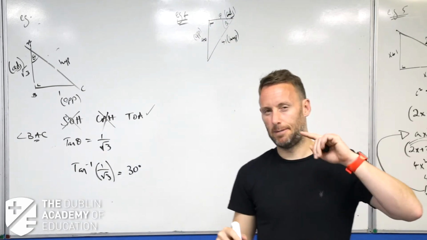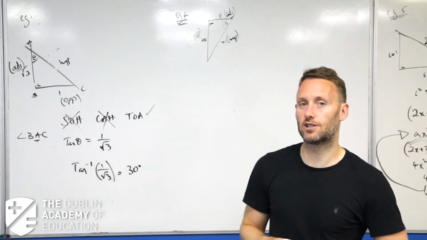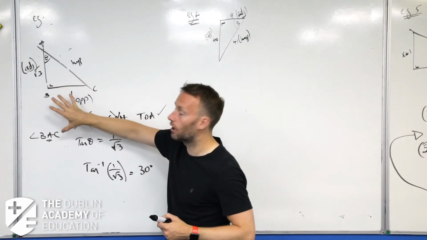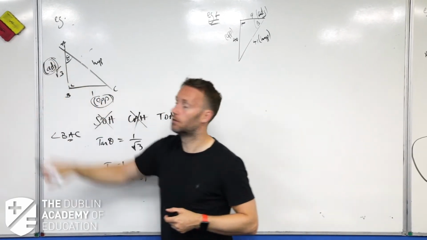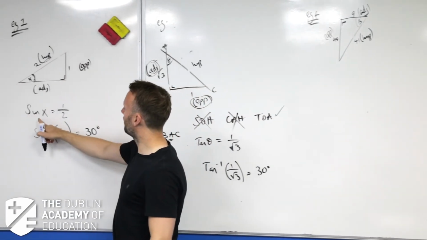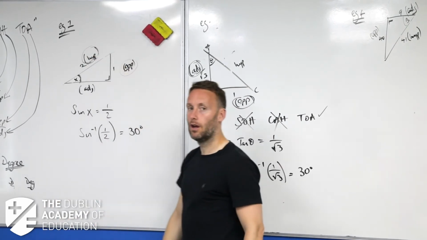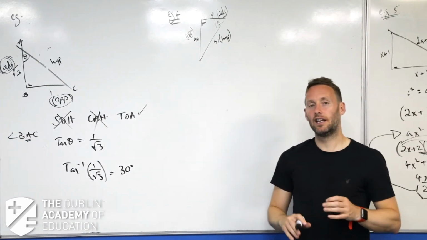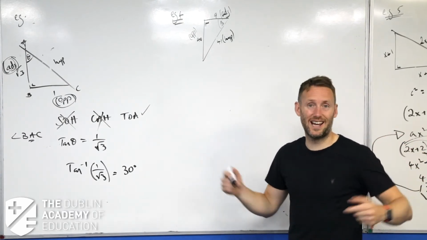Now remember, depending on the 2 sides that we have information on, will determine whether we use sin cos tan. In this question here, we had to use tan because we only had opposite and adjacent. In this question here, we had to use sine because we had the opposite and the hypotenuse. But in this question here, we have the 3 sides. And if we have the 3 sides, we could use either sin, cos, or tan.